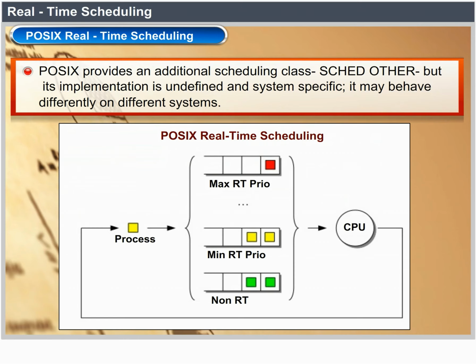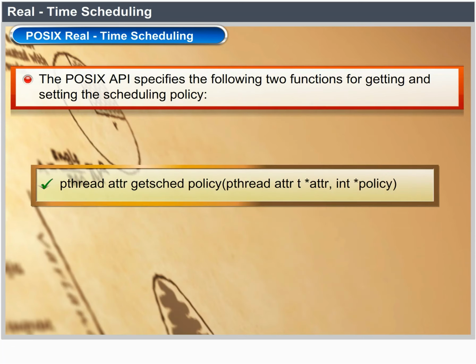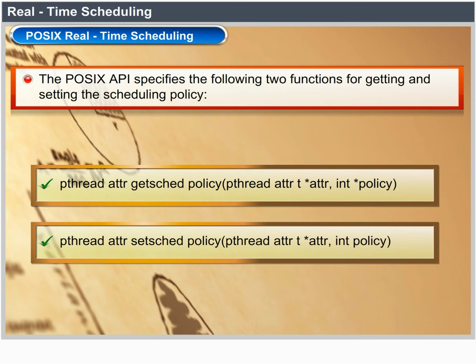The POSIX API specifies the following two functions for getting and setting the scheduling policy: pthread_attr_getschedpolicy(pthread_attr_t *attr, int *policy) and pthread_attr_setschedpolicy(pthread_attr_t *attr, int policy).